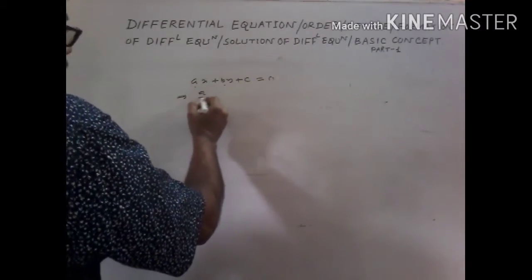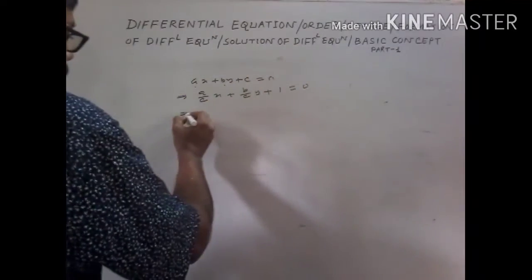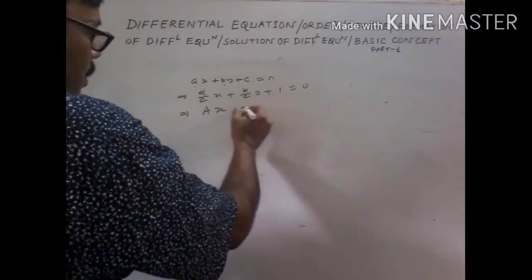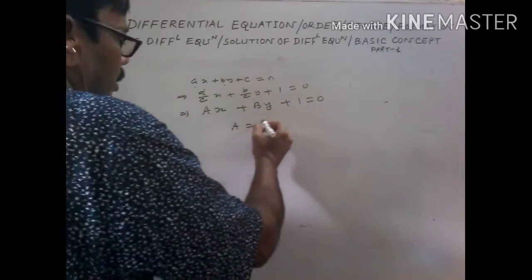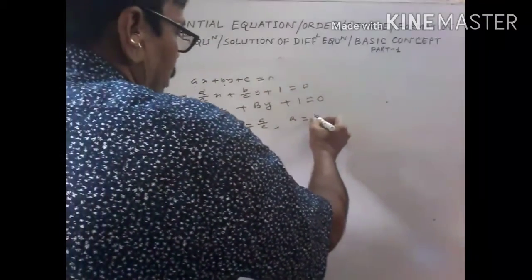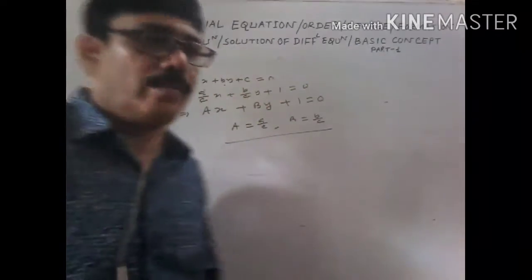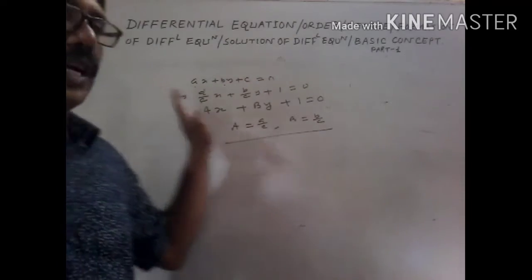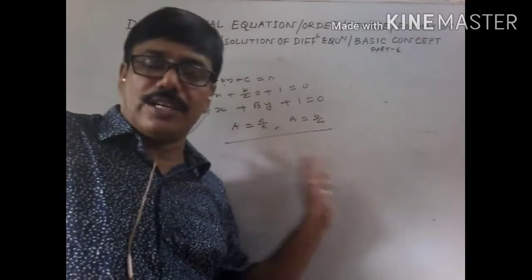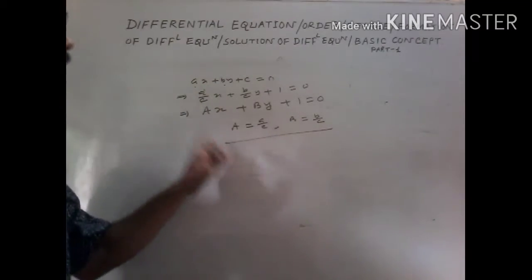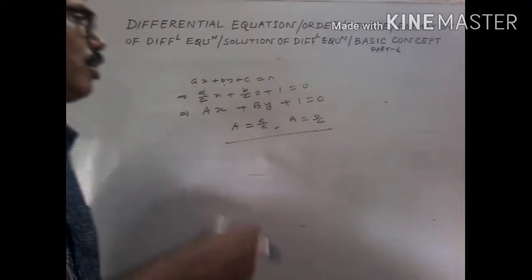So if we divide by C, (A by C) into x plus (B by C) into y plus 1 equals 0. So if we consider A by C as capital A and B by C as capital B, this is Ax plus By plus 1. So how many constants? 2 constants. So that is why we are getting a second order differential equation. Although the given relation contains 3 unknowns A, B, C, it can be reduced to 2 by considering this.